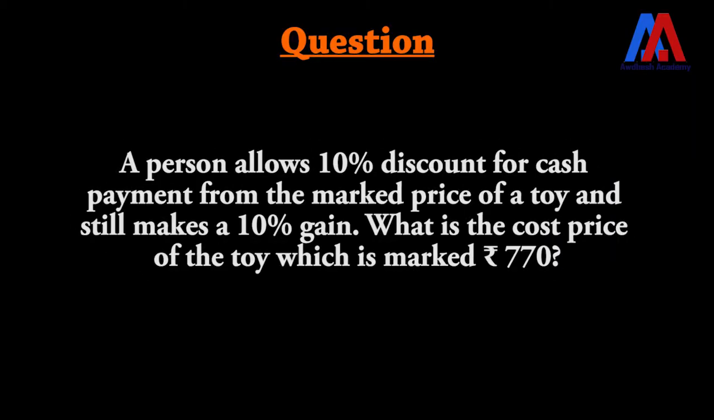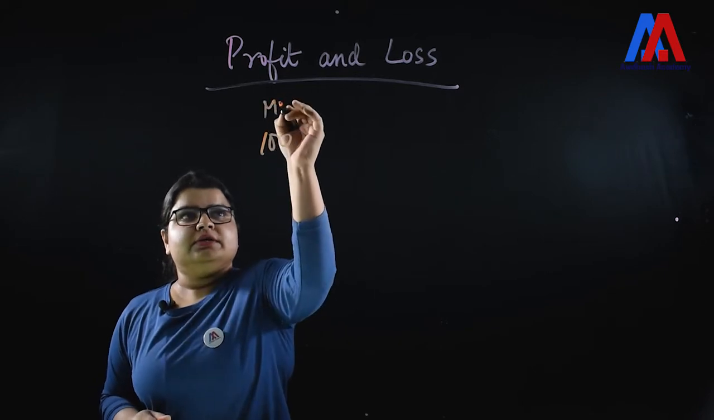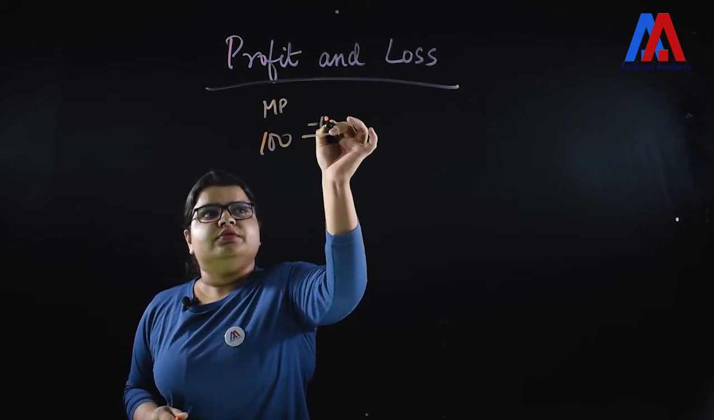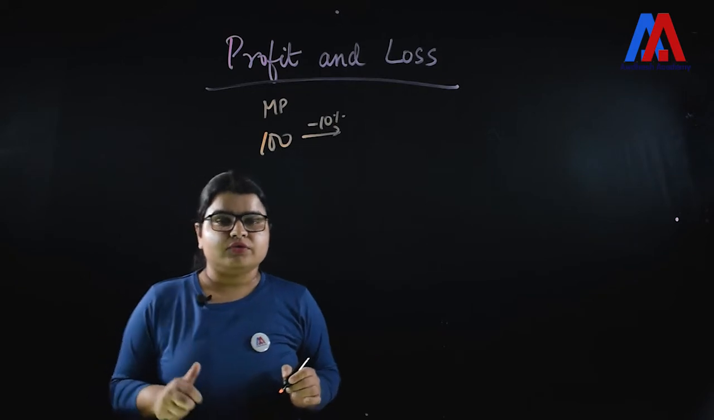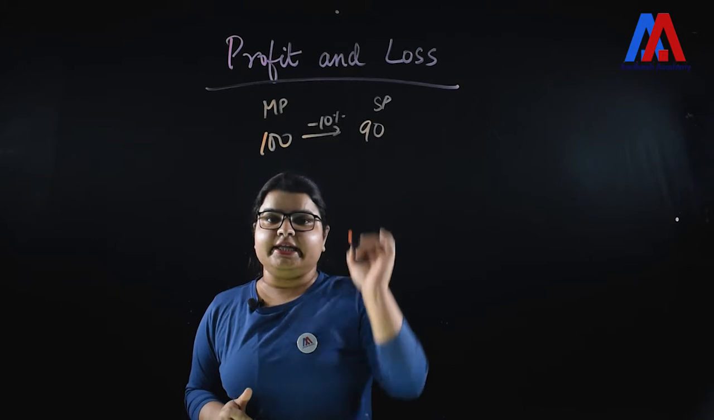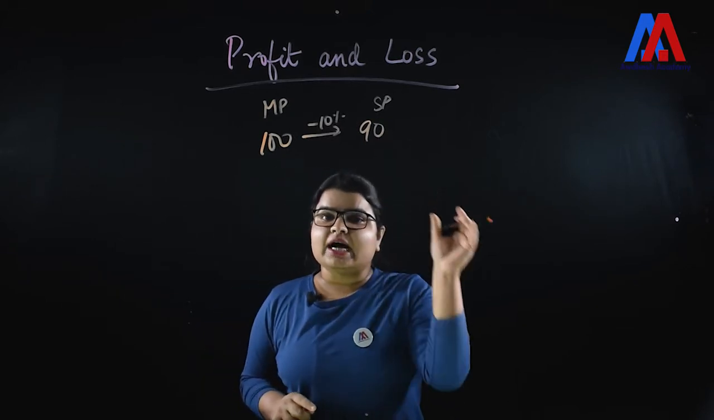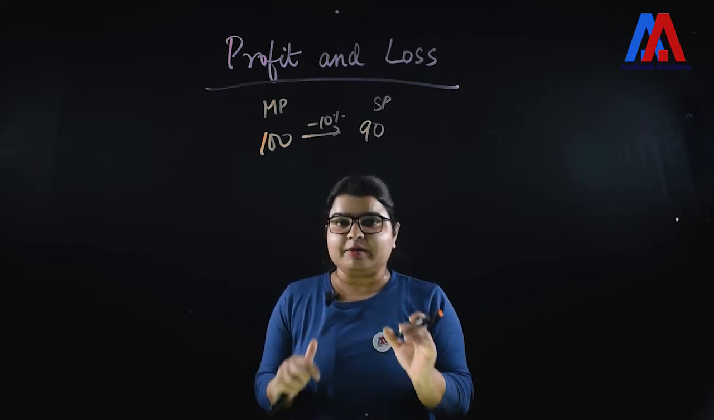A person allows 10% discount for cash payment from the marked price of a toy and still makes a 10% gain. What is the cost price of the toy which is marked 770? So let's take the marked price as 100. So there is a discount offered for 10%. So that would mean the selling price is 90. Now it is also said that this selling price is after a gain, a profit of 10%.